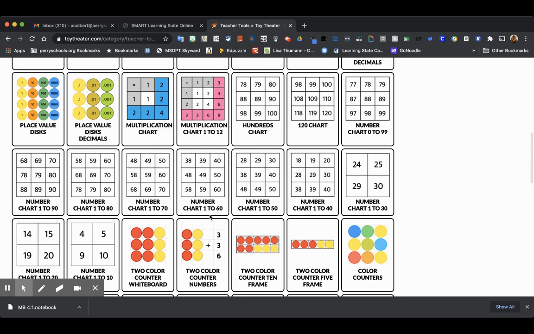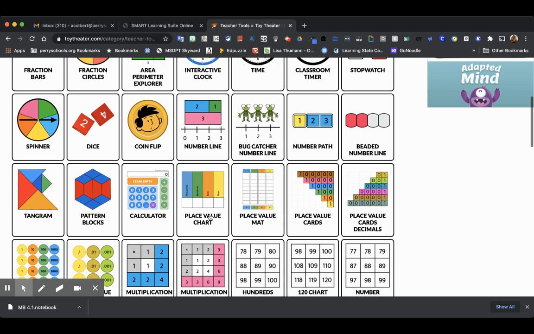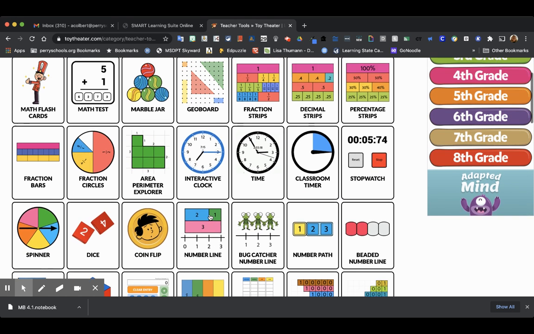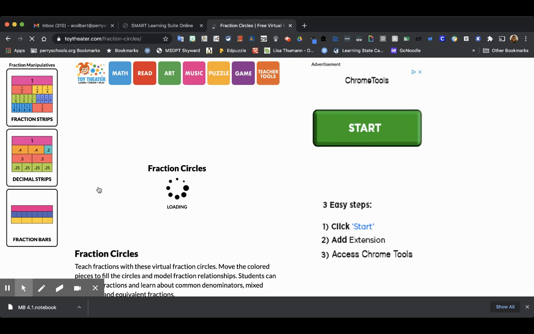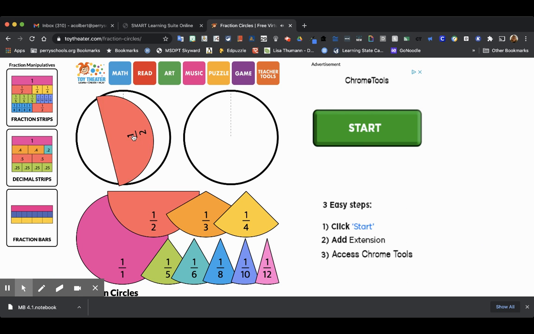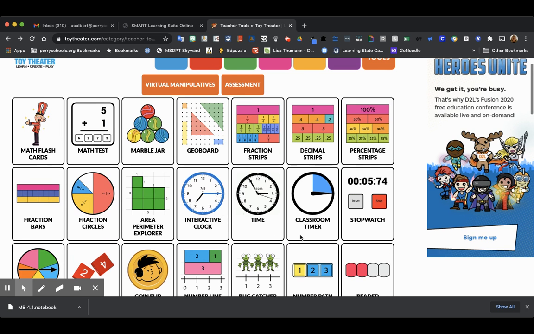Some of them are good for us right now. Some of them are things maybe you learned last year, the years before, but no matter what, they are good for us to use. Here you can even see fraction circles. So maybe you were struggling on that and you can move them around and work with them. I found this website recently and was excited to be able to show everybody.